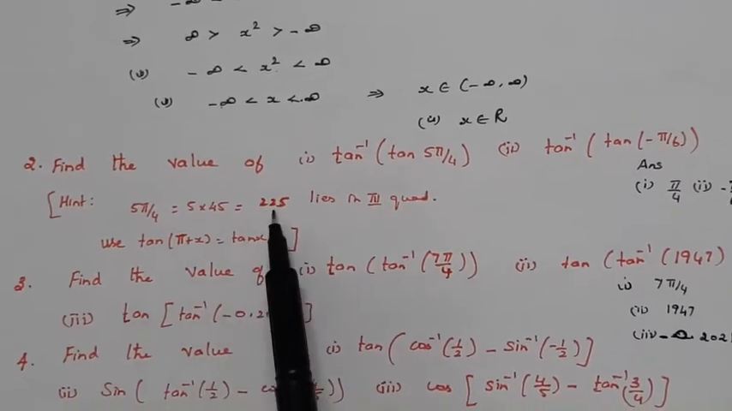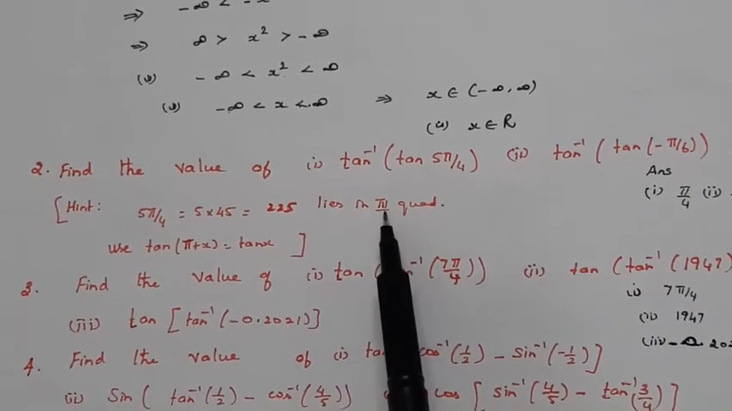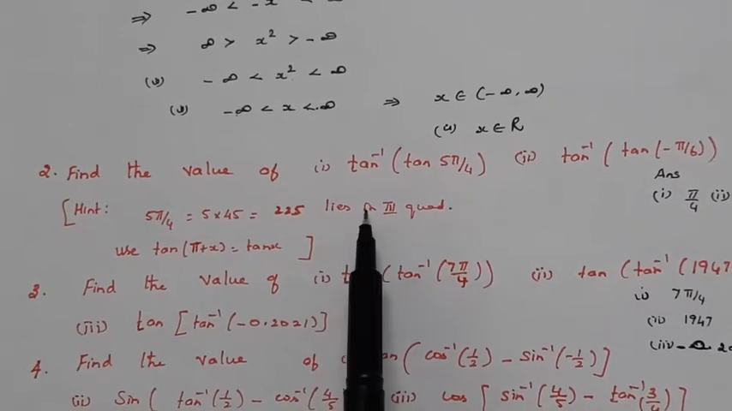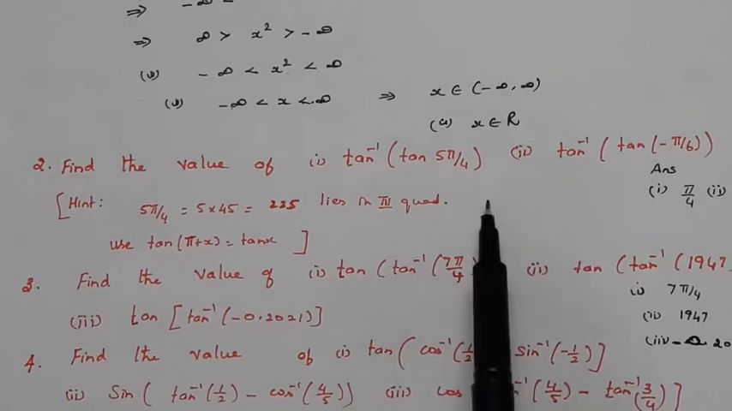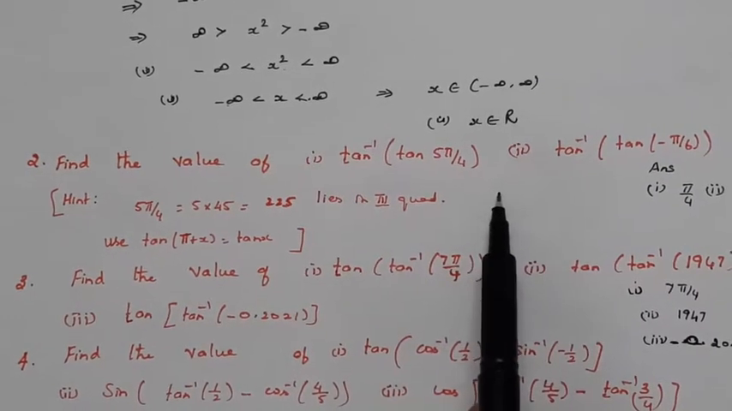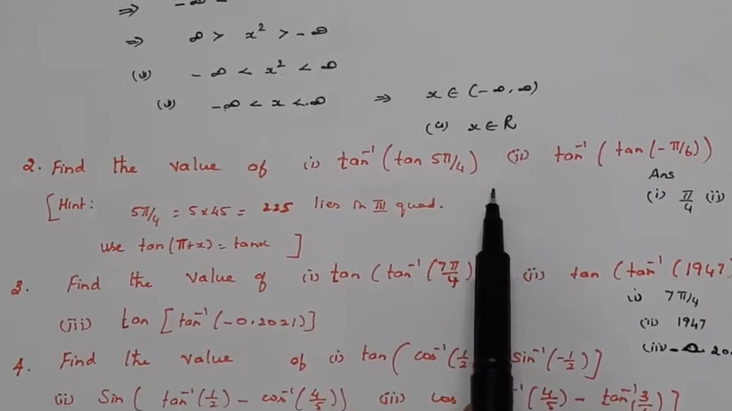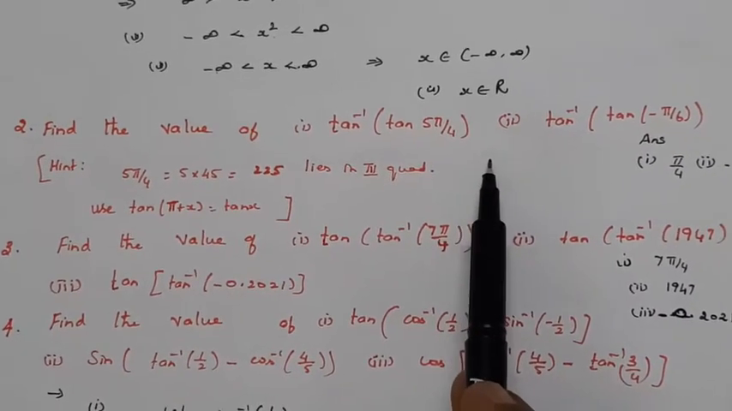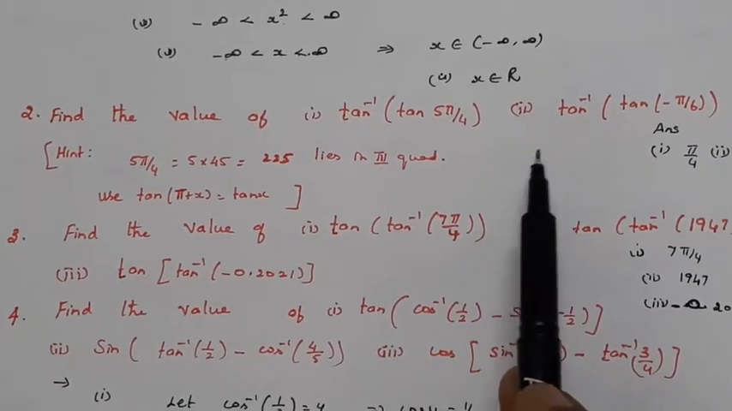5 pi by 4 means this is 225 degrees. The angle is 225, which lies in the third quadrant. In the example, we found an angle which lies in the second quadrant. In the second quadrant, the angle is represented by pi minus x. So we took that angle as pi minus x. We found that x, and tan of pi minus x would be equal to tan of minus x. So we used that minus x there.